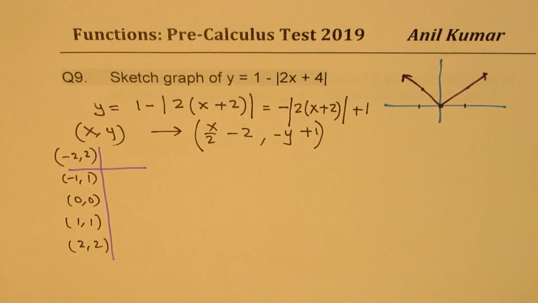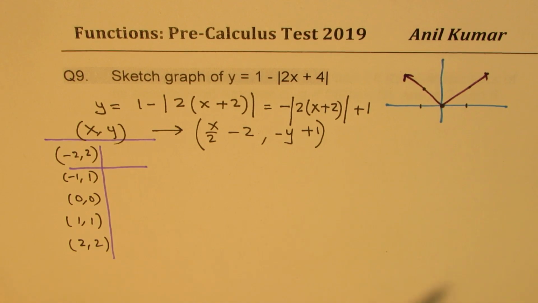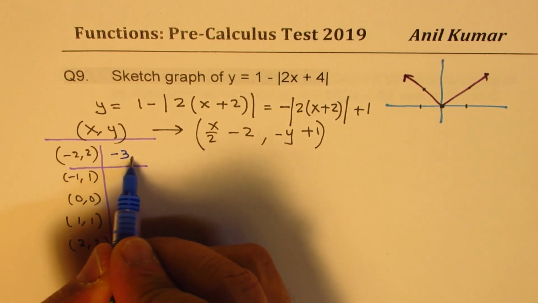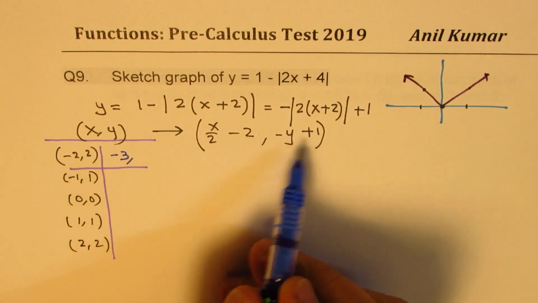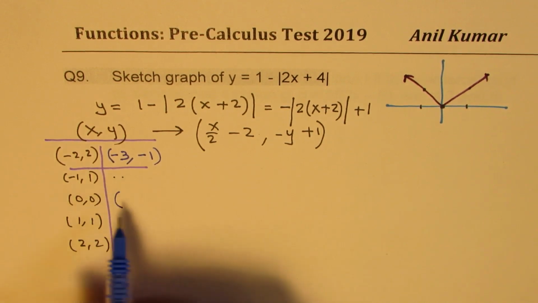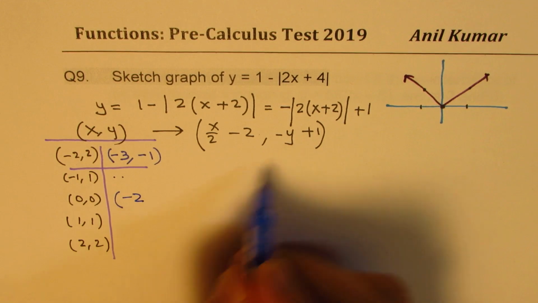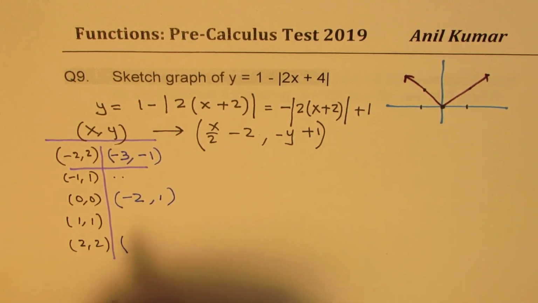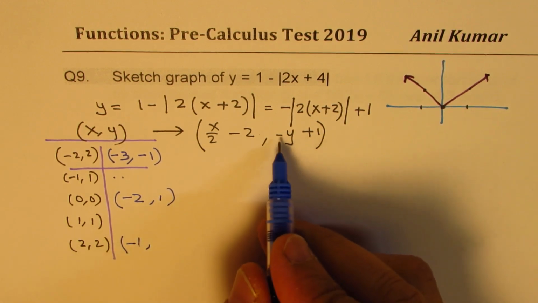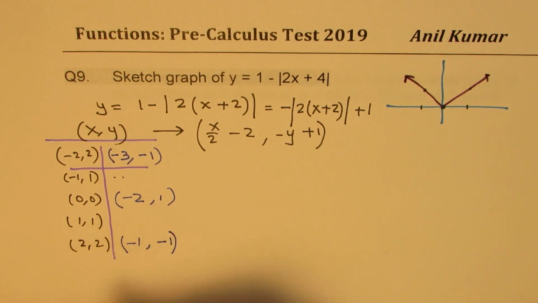So let me do it like this now. Since it is divided by 2, it's good to take those even numbers. Correct? So what do we get here? When you divide x by 2, this becomes minus 1. Minus 1 minus 2 is minus 3. Correct? The y value, negative 2 plus 1 is negative 1. When we do 0, 0, I'm skipping this, right? When we do 0, 0, we get minus 2 here and 1 there. And for 2, 2, 2 divided by 2 is 1. 1 minus 2 is negative 1. Minus 2 plus 1 is minus 1. So those are the points.